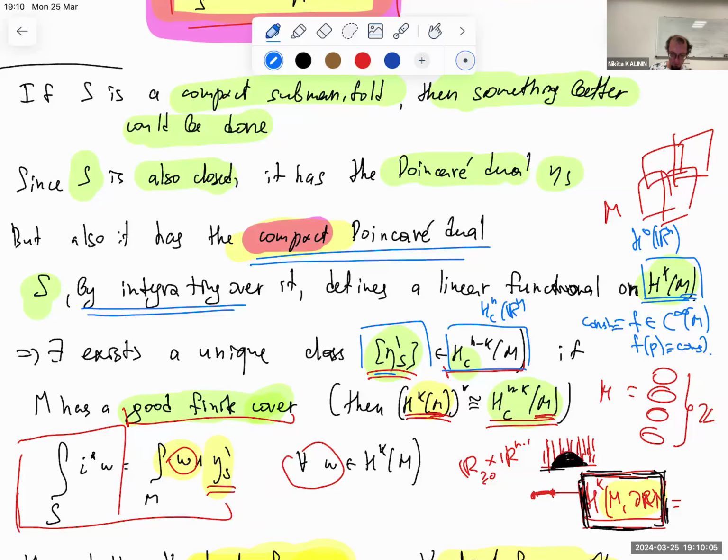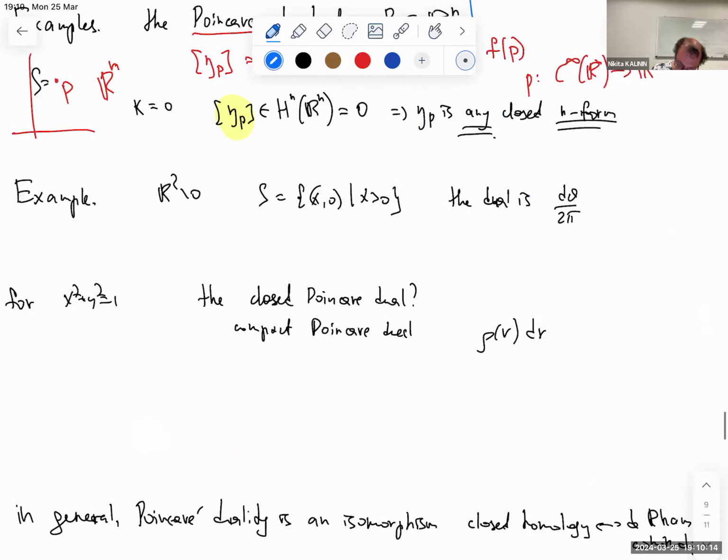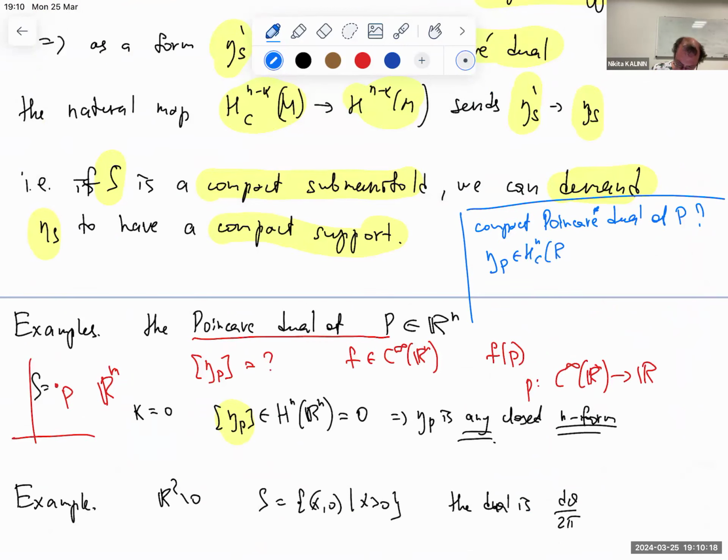And then what should we find? We should find a unique class in nth cohomology such that the following is true. So we need to find a class in nth cohomology of Rn such that when you integrate it over Rn, you integrate constant times this, you obtain a constant.